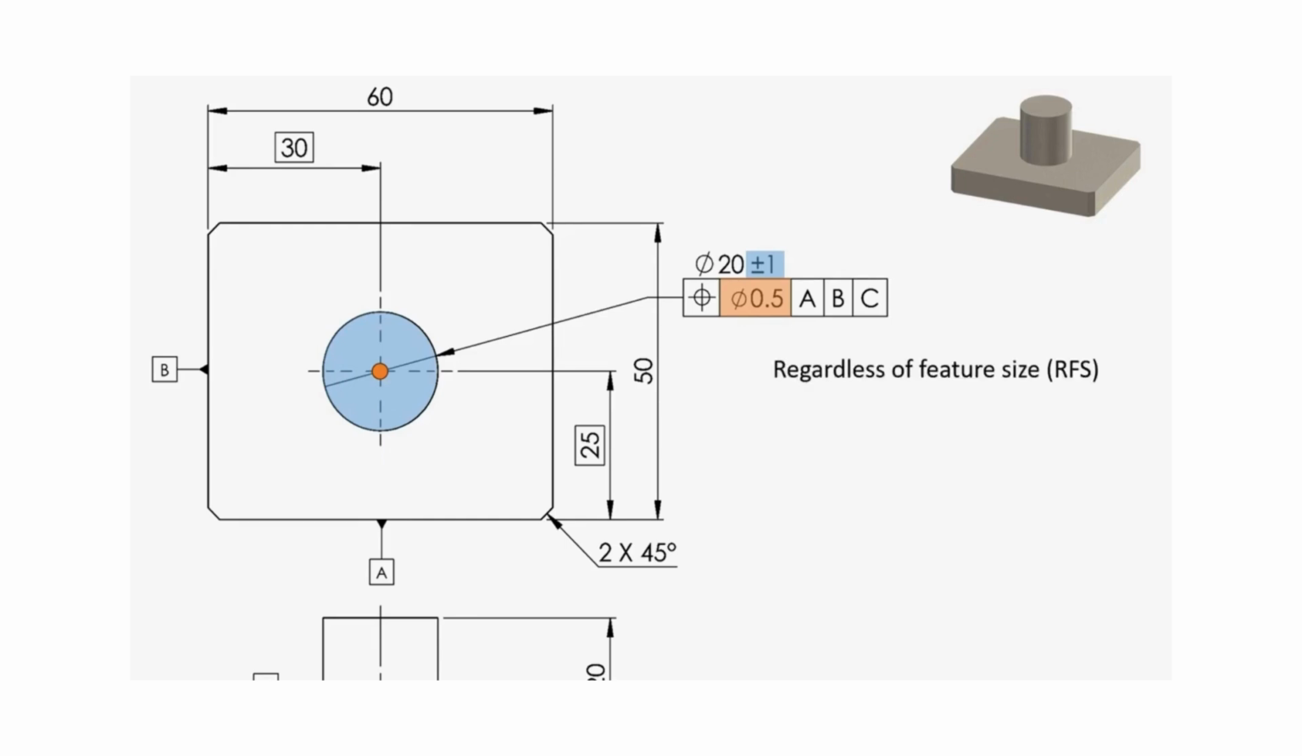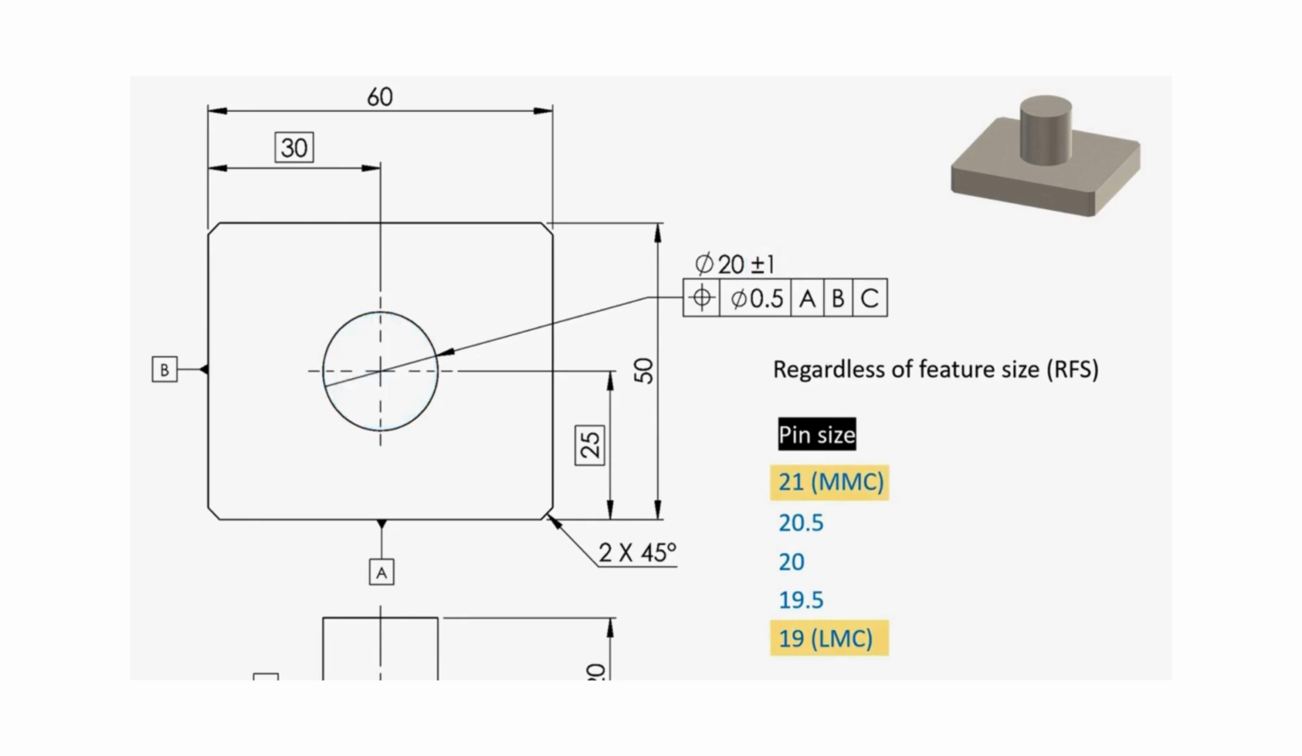And as per GD&T Rule 2, when no modifier is applied, then regardless of feature size will be applied by default, which we will understand more deeply in the next lesson, GD&T Rule 2. So in this drawing, the size tolerance plus minus 1 mm controls the allowable variation in pin diameter. For instance, as the diameter is 20 mm with tolerance plus minus 1 mm, the pin diameter can range in size from 19 mm LMC to 21 mm MMC.